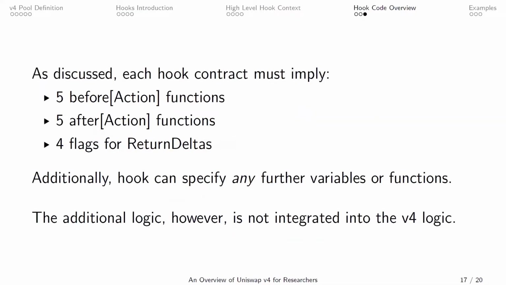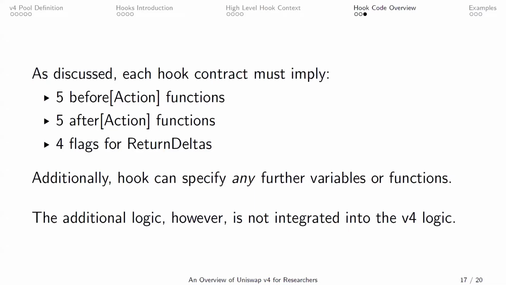So one way to think about the design, more from a mechanical perspective, what the designer can do is that there are 5 before actions you can do, 5 after actions you can do. And when I say actions, you mean you specify the entire function body. Again, I would say the important ones are swapping, adding liquidity, and removing liquidity. Those are probably the ones that are going to get the most study from economists.